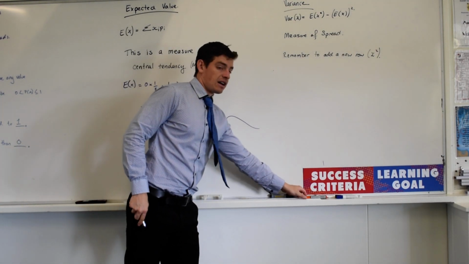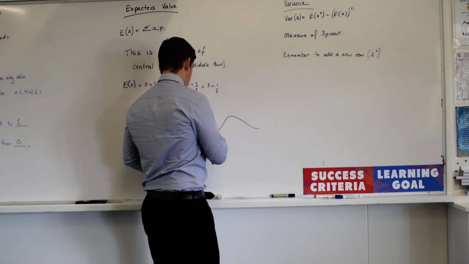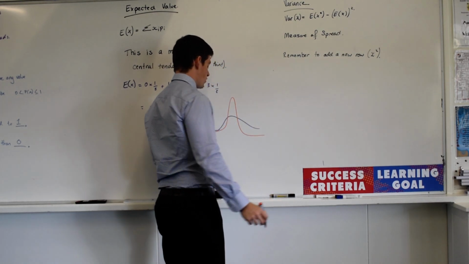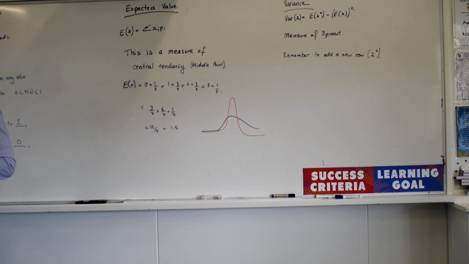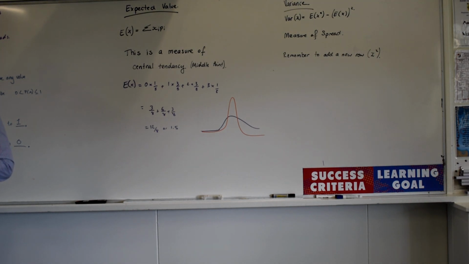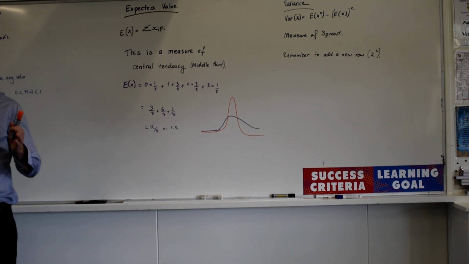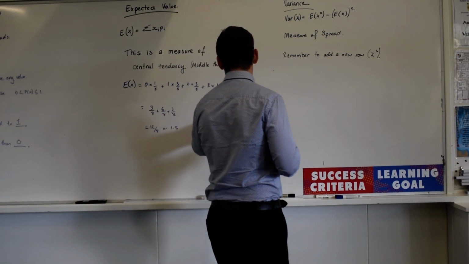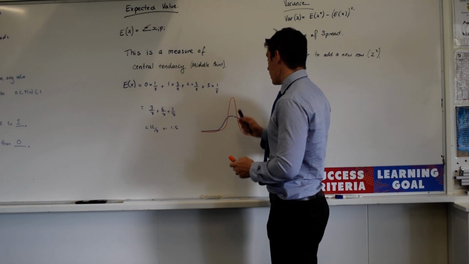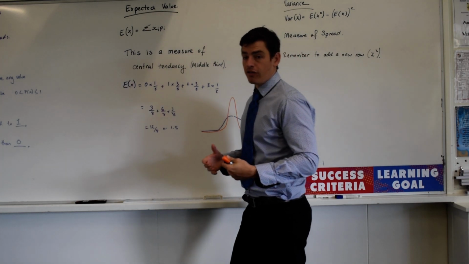If that's my data set, and my other data set looks like this, which one has the lowest variance, the orange or the purple? The lowest variance. Orange. Orange is narrow, which means there's less spread. Cool? So the data is more closely around the mean. Same mean, but the purple's got a wider variance.